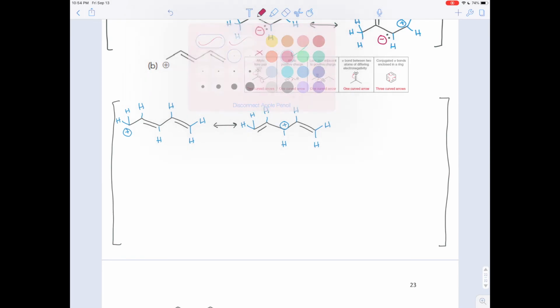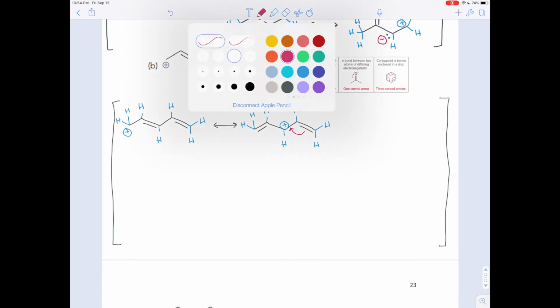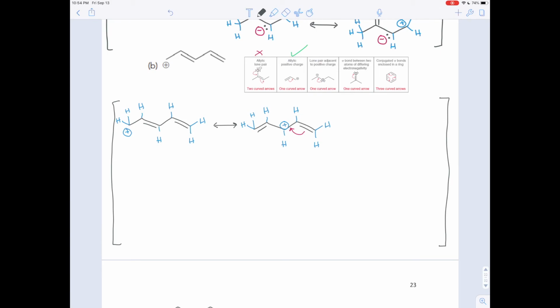Now, if you look at the pattern on the left, where the pi electrons go toward the positive charge, that would just bring you back to our original structure. So you don't have to draw that one. But if you look at the pattern on the right, with this pi bond going to form a bond toward the positive charge, that would give us a new molecule, so we do want to draw that structure.